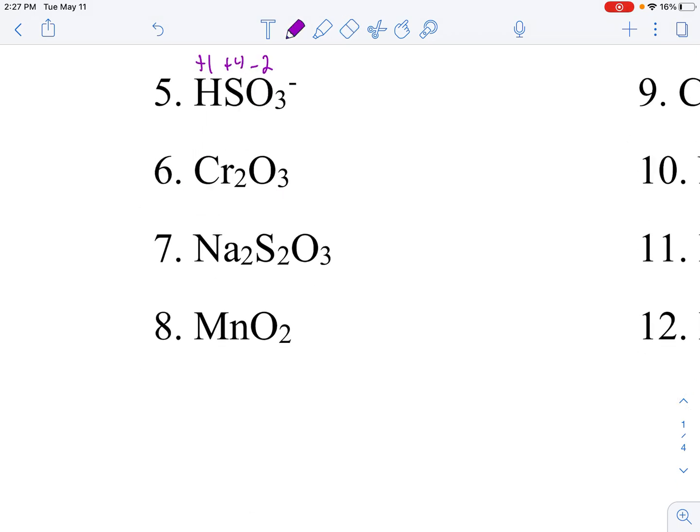Next one. Okay, chromium, who knows? Oxygen is going to be -2. There's a total of 3 of them. That's -6. So I need +6. There's 2 of them, so this is going to be +3.